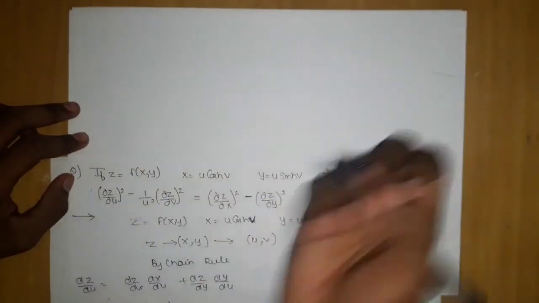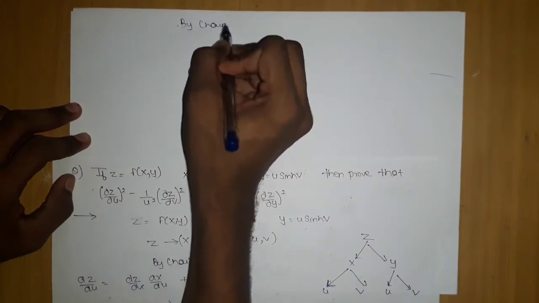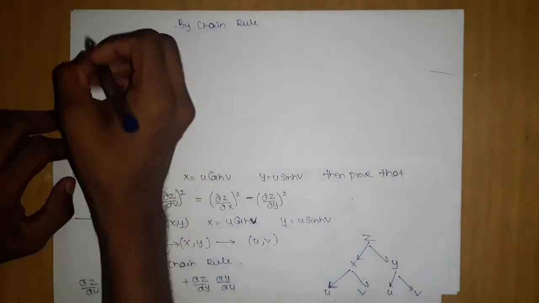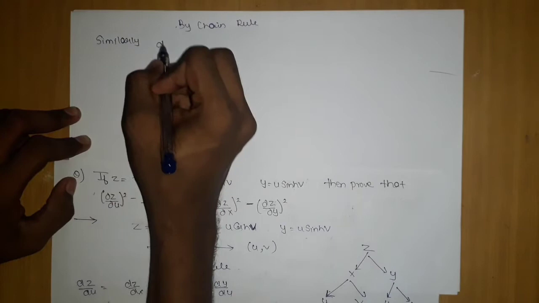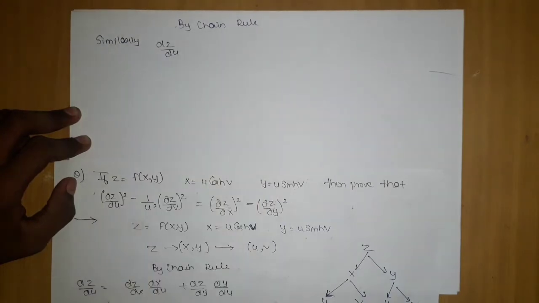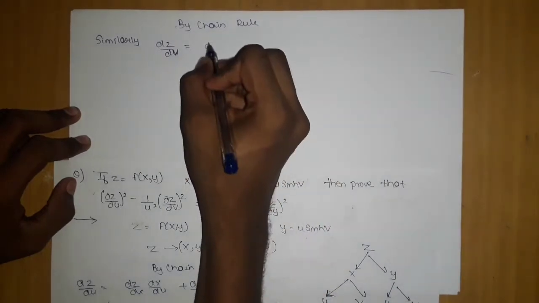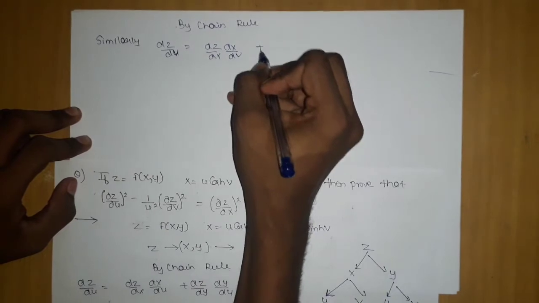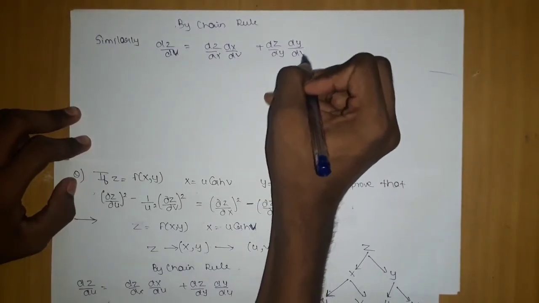Now what is our next target? It's ∂z/∂v. So by chain rule, similarly we can say ∂z/∂v is nothing but ∂z/∂x into ∂x/∂v plus ∂z/∂y into ∂y/∂v.